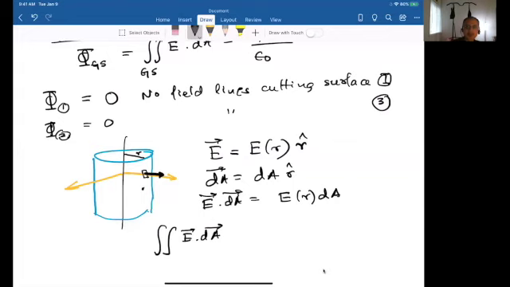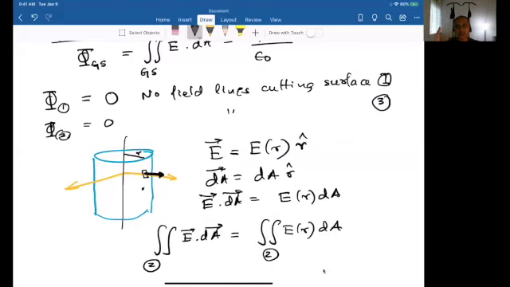We only need to do that over the curved surface because we've already figured out the flux on the top and the bottom surfaces. So this is only over surface 2, right? So that would be the surface integral of E of r times dA over surface 2, which is the curved surface. Now, E of r, will that be a constant?